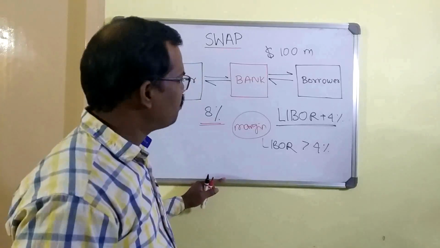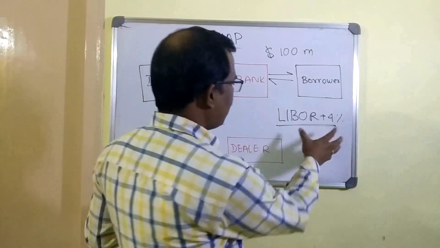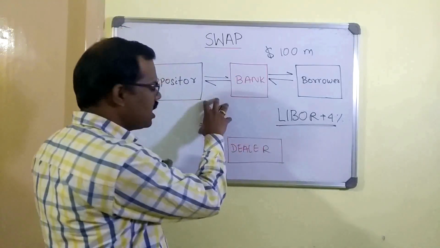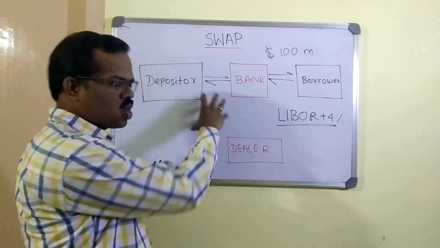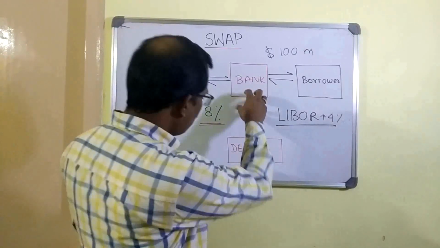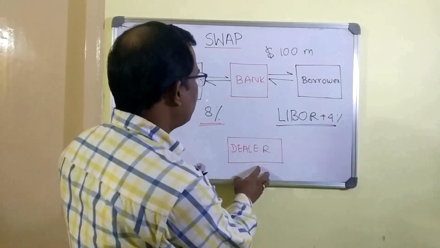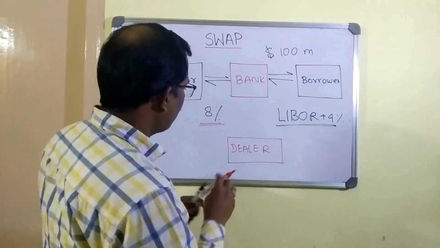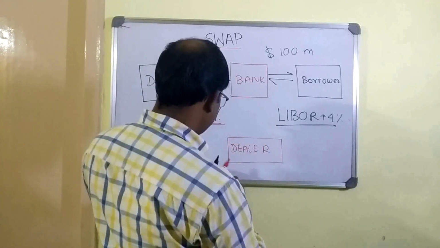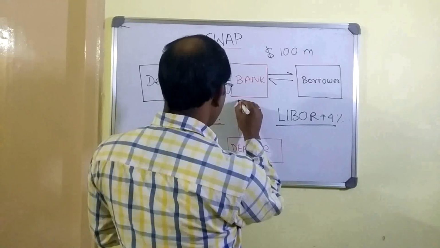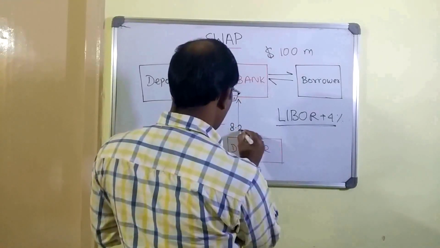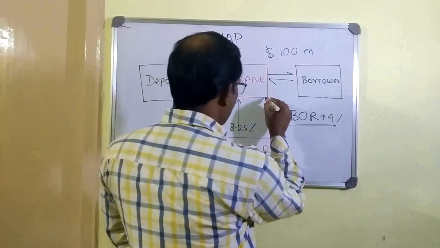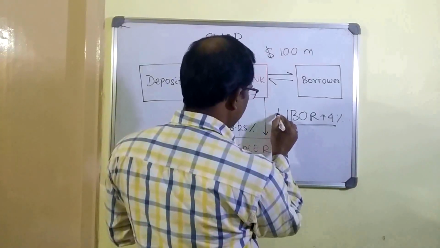So to safeguard its interest from the volatility of the interest rate, it has to find an instrument which can guarantee an interest rate of more than 8% so that it can preserve its margin. So it will go to a dealer which will essentially help it hedge its interest rate risk. The dealer is essentially telling it: okay, I am ready to give you 8% or more than 8%, let's say 8.25%, but in return you give me LIBOR plus 4%.